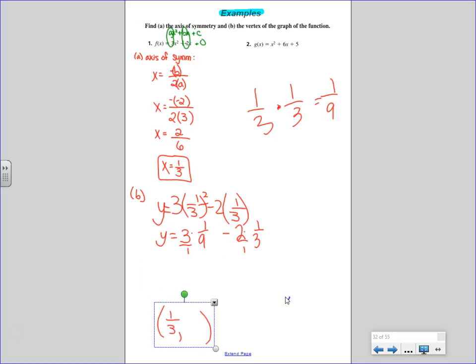So, does anybody know what 3 over 9 becomes? 1 over 3. Remember, 1 over 3. And then we have 2 over 3. Oh, hey, that's nice. They're common denominators. What's 1/3 minus 2/3? Careful. Negative 1. Because 2/3 is bigger, right? So negative 1/3 is what we need to put into our y value.